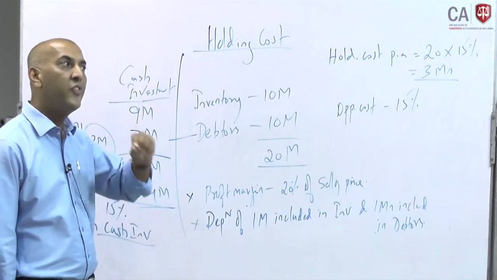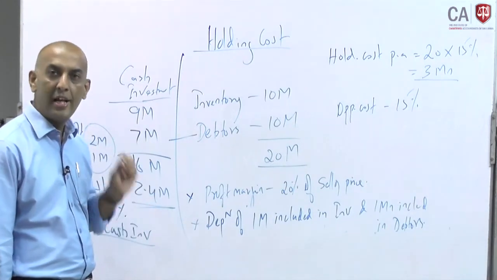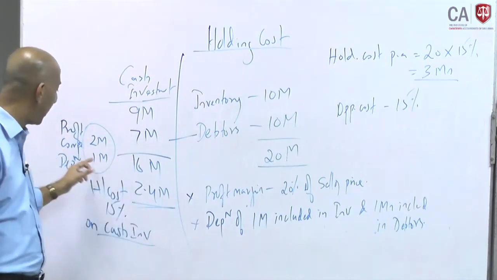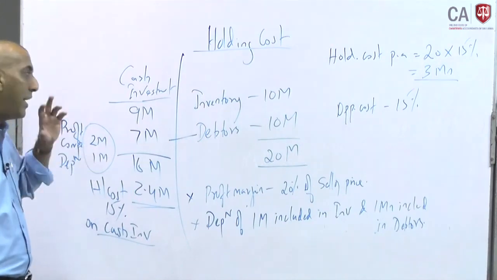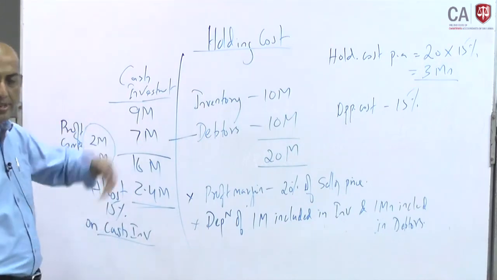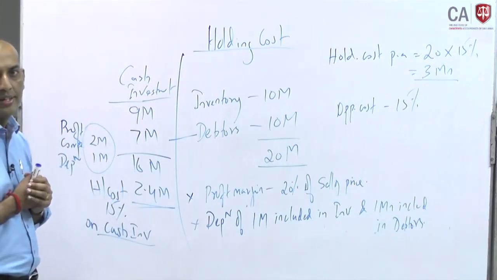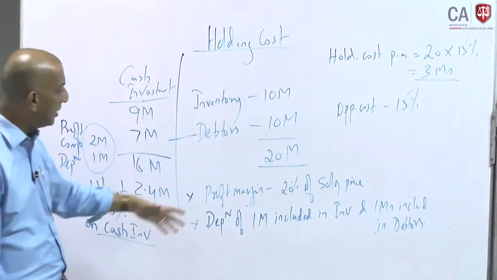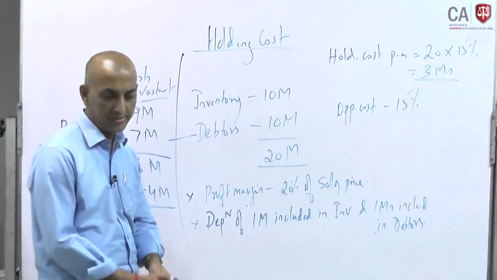Why? If you are going for a bank loan or overdraft facility, you are not going to pay a single holding cost or overdraft cost for the non-cash item, say depreciation and profit component. So, therefore, we ideally have to remove the profit component and the depreciation and calculate the holding cost. But if the examiner is not giving information very clearly, you might go with the normal inventory and debtor balance and calculate your holding cost.